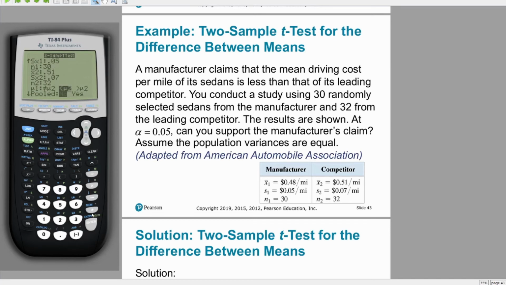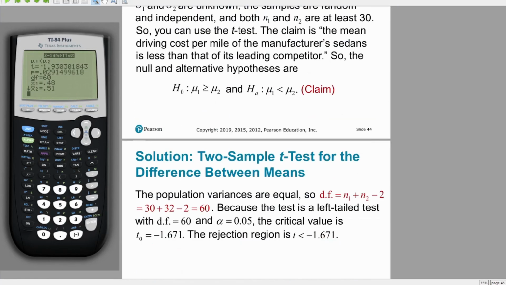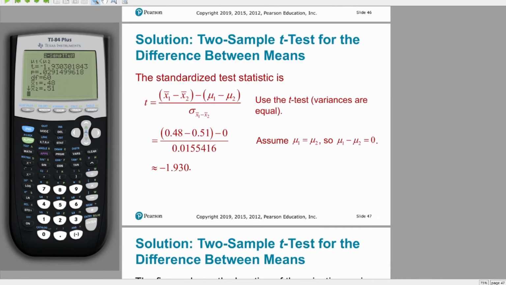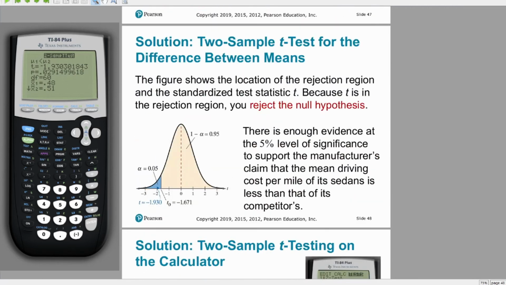Anyway, we pick the left tail for this, and because we're assuming equal variances, we will say these data sets are pooled, calculate, and we get, among other things, our t-score here of negative 1.93 and a p-value of about 3%, where that p-value of 3% is less than alpha equals 5%, so we would reject the null hypothesis.